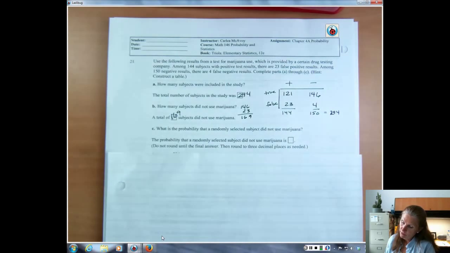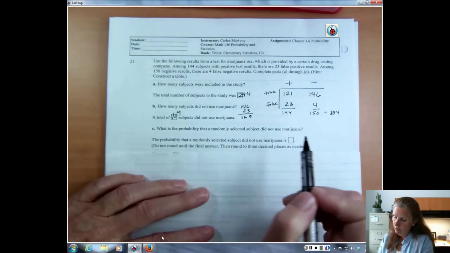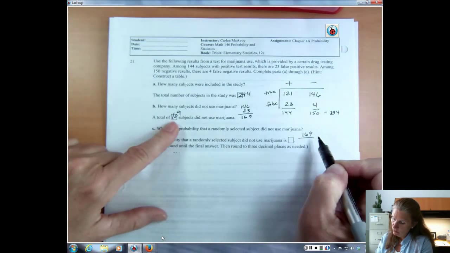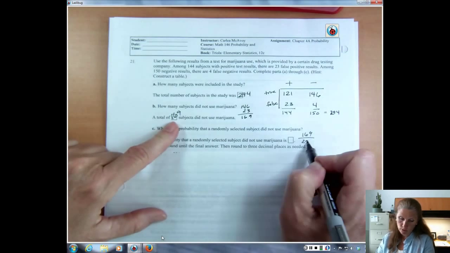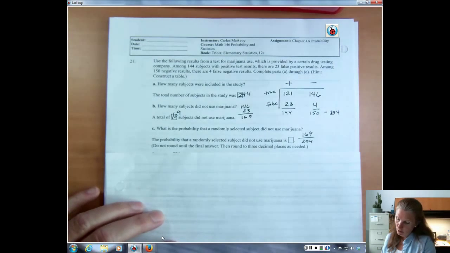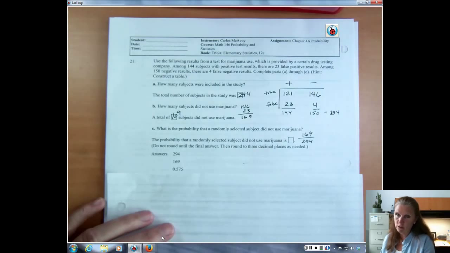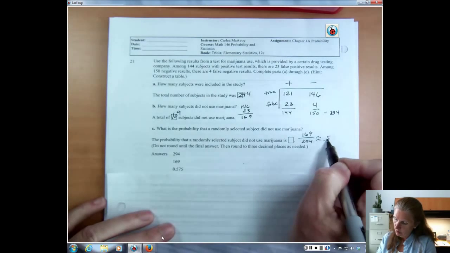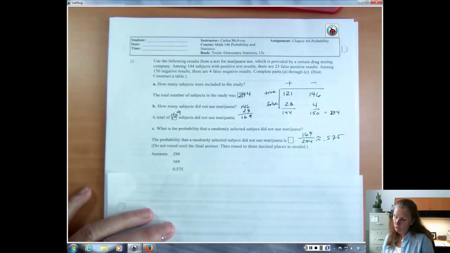What is the probability that a randomly selected subject did not use marijuana? Well, 169 we just said did not use, and 294 we said was our total. So 169 divided by 294 is how we get the 0.575. You can check that on your calculator. About 0.575 rounded to 3 places.